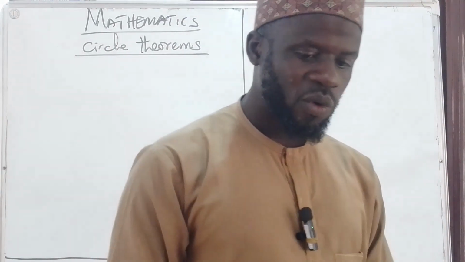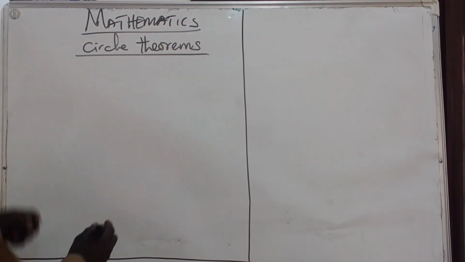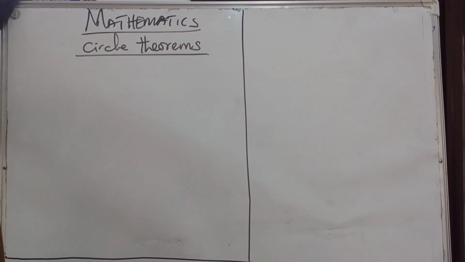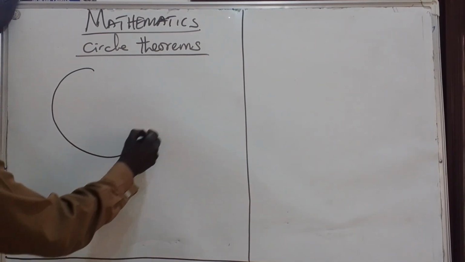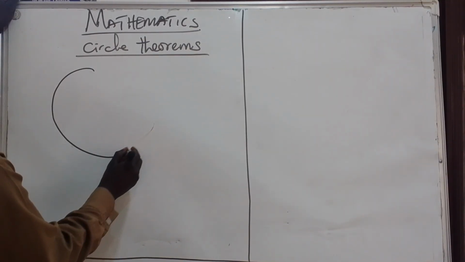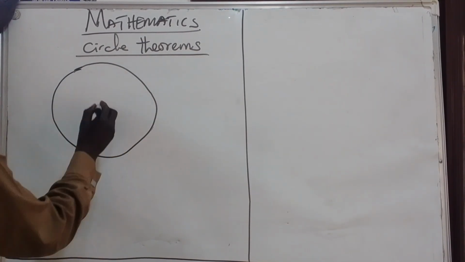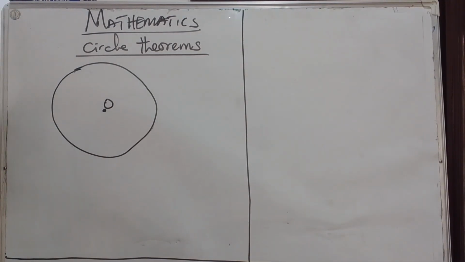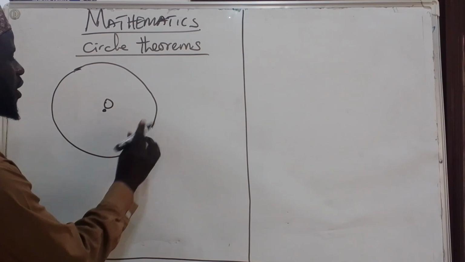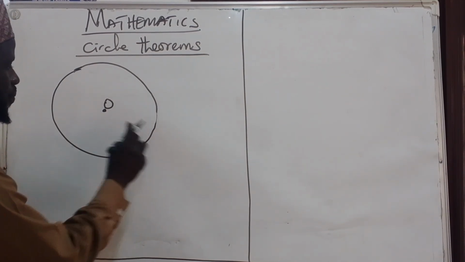Okay, but before going directly into circle theorems, students and viewers should recall some things about a circle. A circle is a locus of points equidistant from a fixed point called the center. In this video, we shall always denote the center of the circle as O.